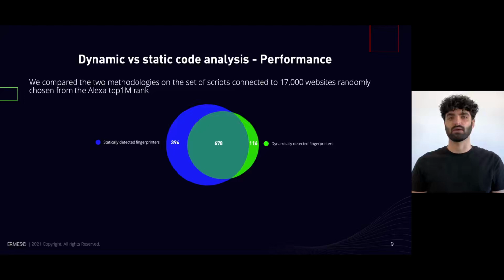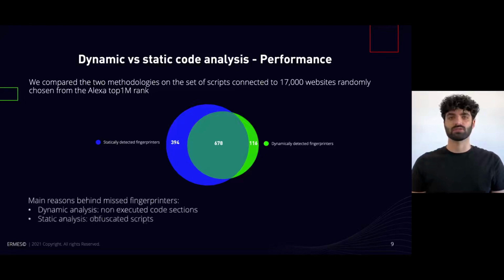We looked into the causes of those differences, and we found that static code analysis missed those scripts where the fingerprinting part was in an obfuscated code section, while the dynamic code analysis missed those fingerprinters that included the fingerprinting section in a code block which was not executed during the particular OpenVPN execution of the scripts.